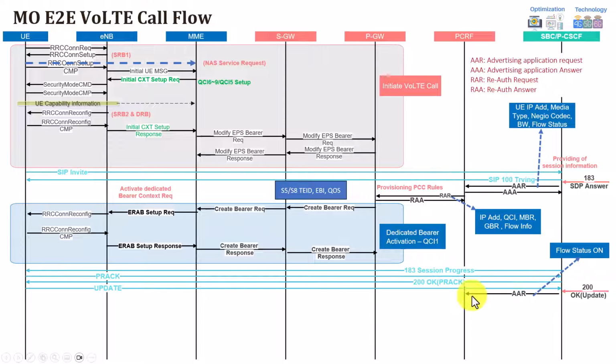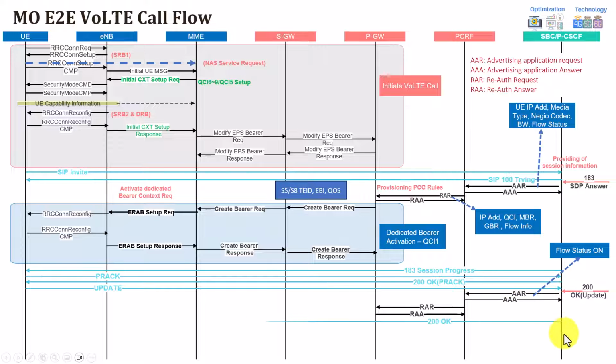he received a confirmation from the originating that the media is on, that the bearer is activated. So he needs to update the PCRF that now the flow status is on. Both originating and terminating have the bearer activated. So now the flow status changed from off to on, so it will send these messages just as a confirmation. For the media, now it's on, so now we can start having a traffic flow between both of them.